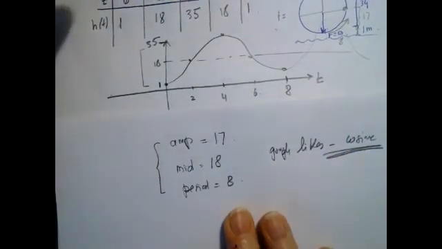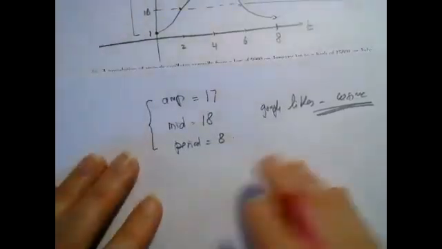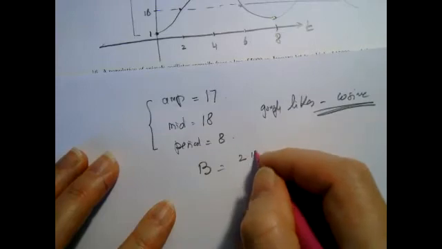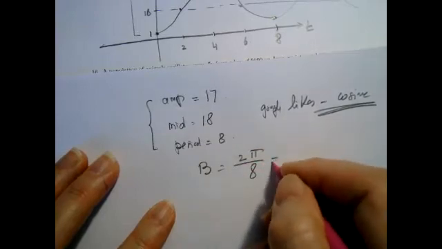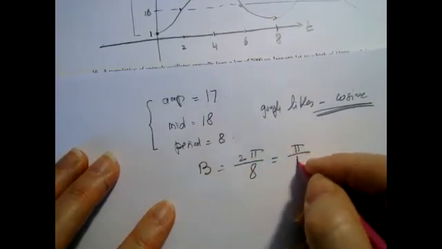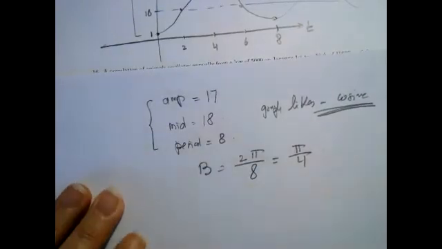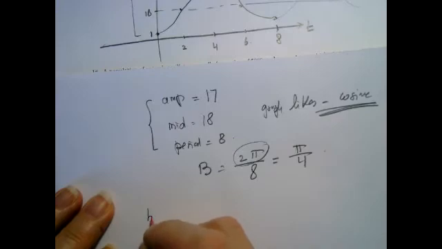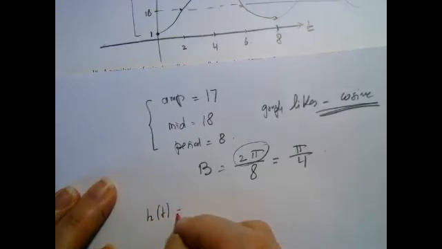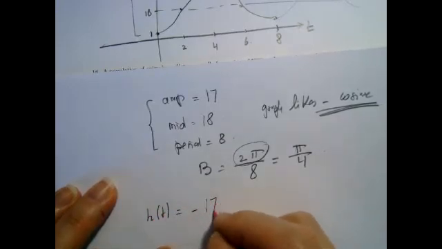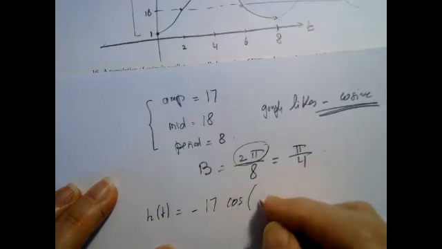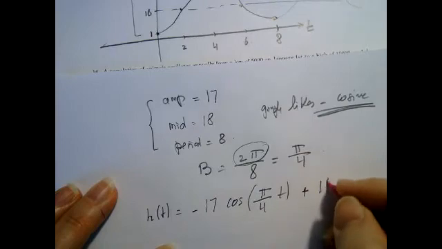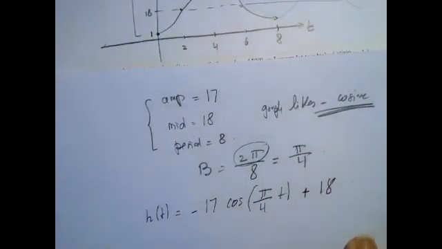Okay. And then the formula is, the B is going to be 2 pi over 8, which is going to be pi over 4. In radians, everything here is in radians because I'm looking at 2 pi. So the height is going to be equal to minus 17 cosine of pi over 4 t plus 18.